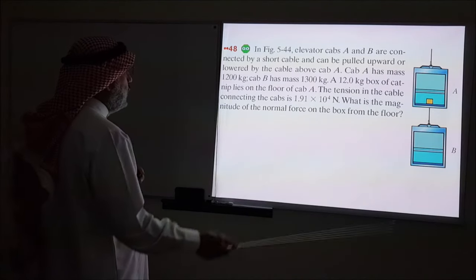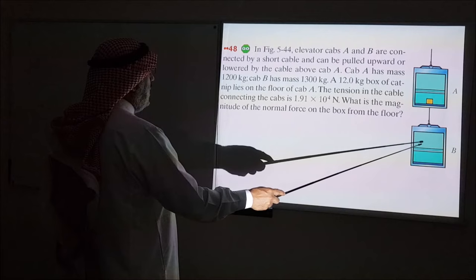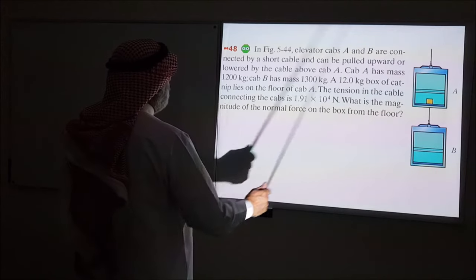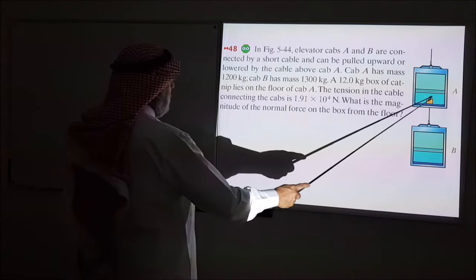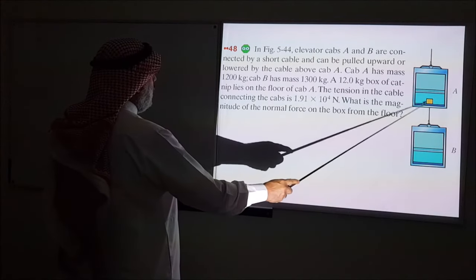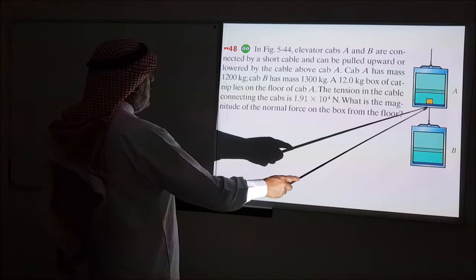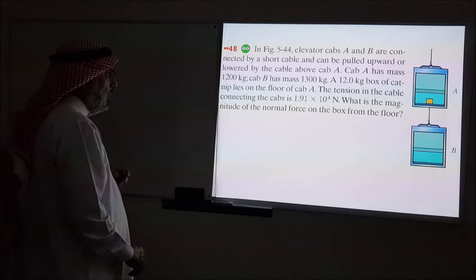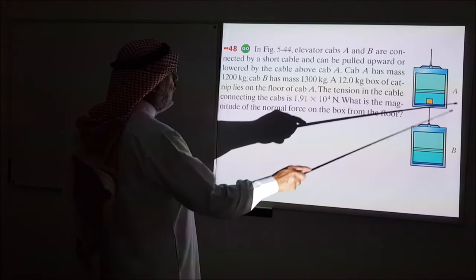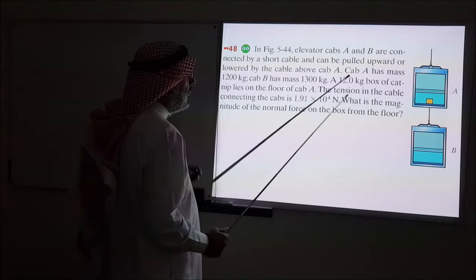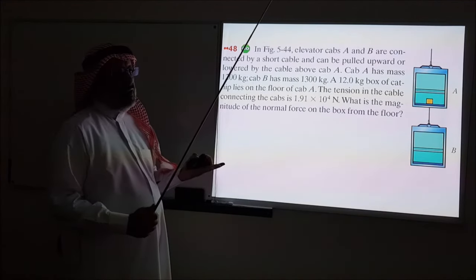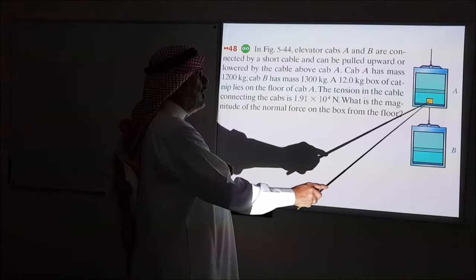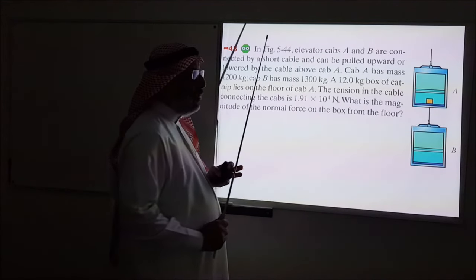Cab A has a mass of 1200 kilograms, cab B has a mass of 1300 kilograms. A 12 kilogram box lies on the floor of cab A. The tension in the cable connecting the cabs is 1.91 times 10 to the power 4 newtons. What is the magnitude of the normal force on the box from the floor? Well, for that we have to find the acceleration of the system. If we find the acceleration of the system, then we will focus on this box, draw its free body diagram, and find the normal force on it.